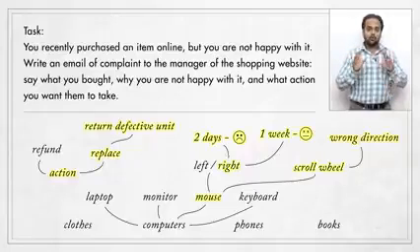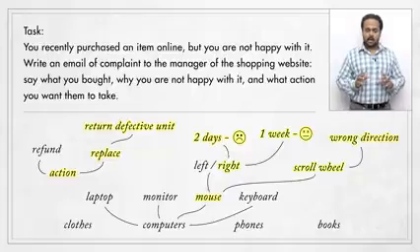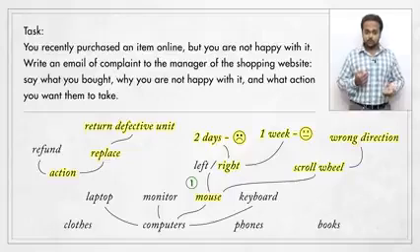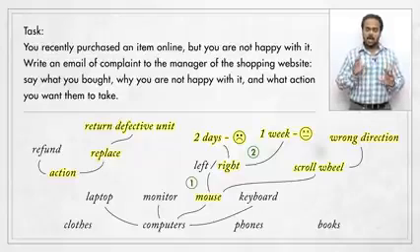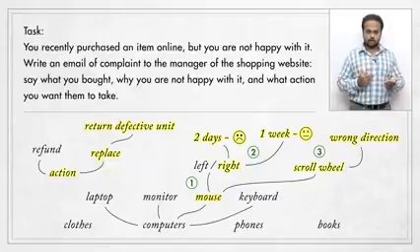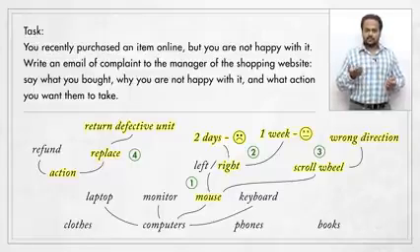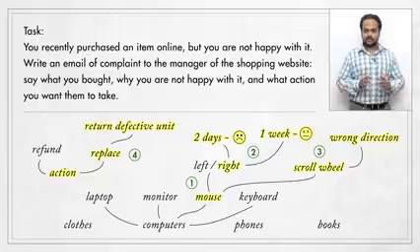So now, how do we organize these points? Well, first, I want to say that I bought a mouse online. It has two problems. One is that the right mouse button started having issues 2 days after it arrived, and now it's been a week and it has stopped working completely. Then I'd like to mention the scroll wheel. It's making the screen go in the wrong direction. And finally, I want the company to replace the mouse, and I can return the defective one. This is the outline we're going to follow for this email.